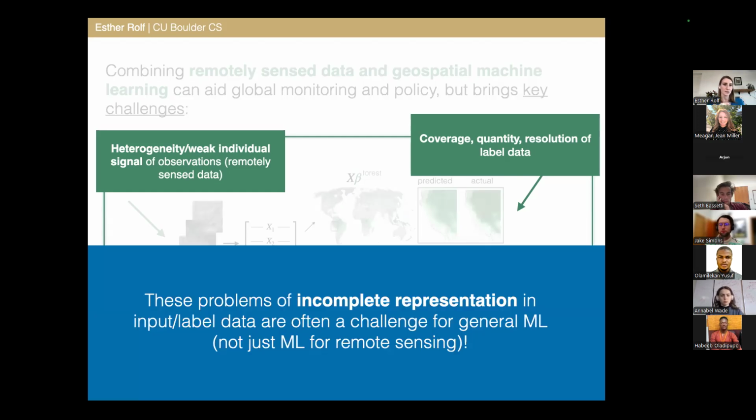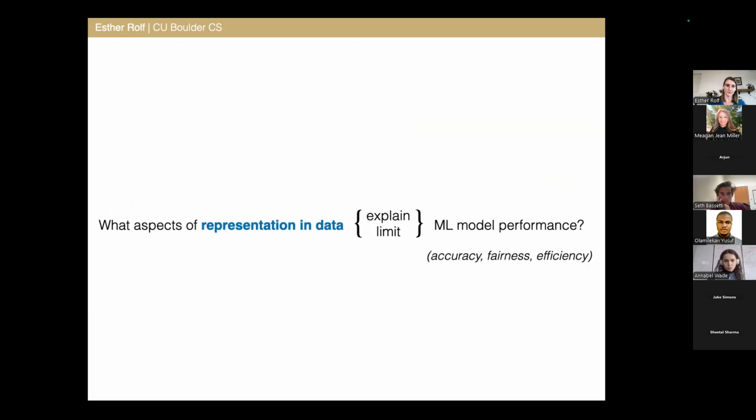And these questions and these problems of incomplete representation, both in the input space and in the training labels, are not just a problem for geospatial machine learning. These are problems that show up time and time again in general machine learning questions.